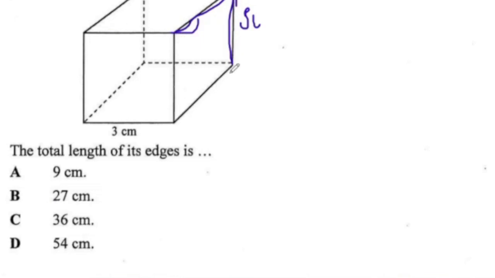So we say 3, 6, 9, 12. Then we go 15, 18, 21. Then we go 24, 27, 30, 33, 36. So the correct answer is C, 36. That is the total length of the edges. So that is the total length of edges, 36. I'm sure I haven't made mistakes.